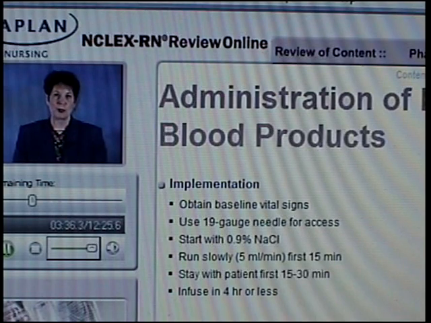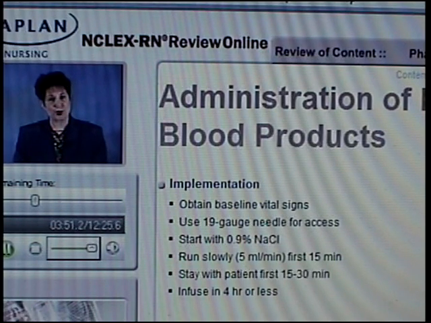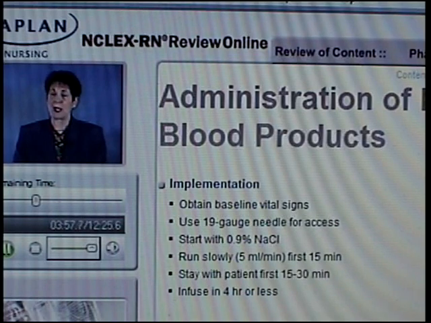This isn't something you turn on and then come back in 10 minutes and ask the patient how they're doing. You will stay with them the first 30 minutes. Again, slowly the first 15 minutes, during this time you'll be checking vital signs to see if there are any changes from the baseline vital signs that you've established. If there are no changes in vital signs and the patient has no untoward effects, then you will increase the rate that the blood is given.